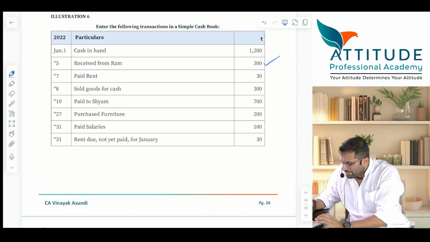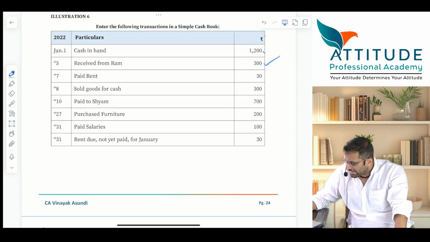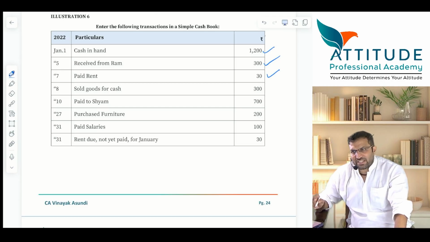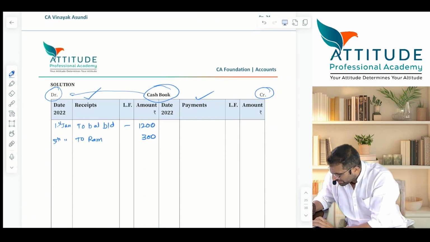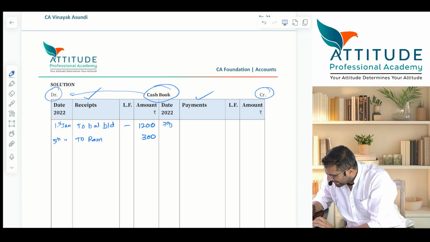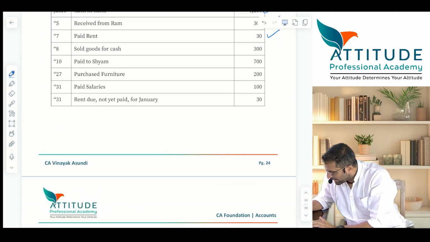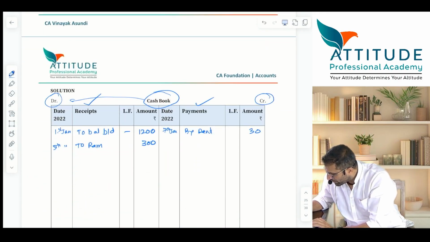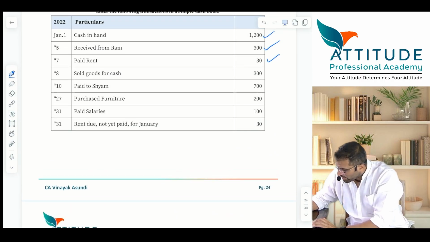Okay, next one you please tell me. Paid rent. Tell me. Rent account debit to cash. So it will come on receipt side or payment side? 7th Jan. By rent. Amount 30. Is that clear? Next, tell me the next one.